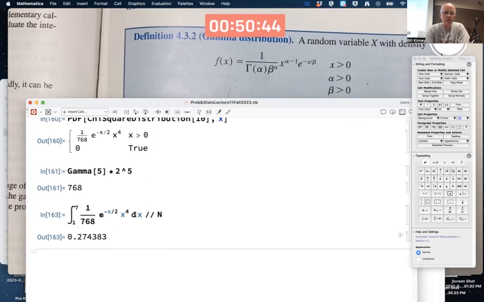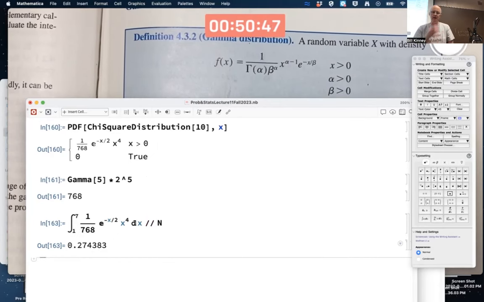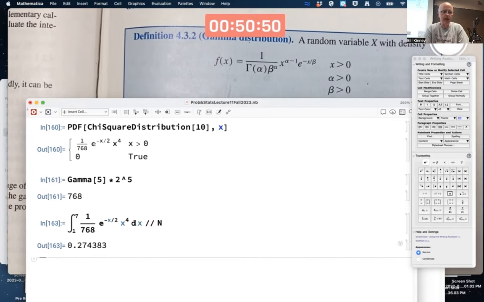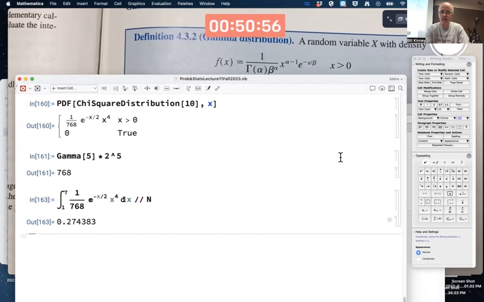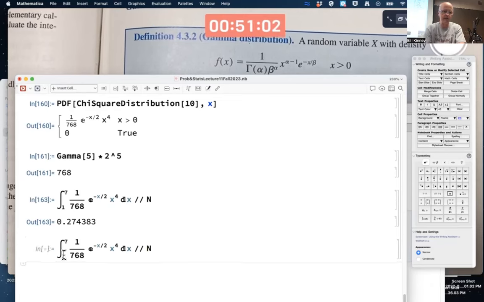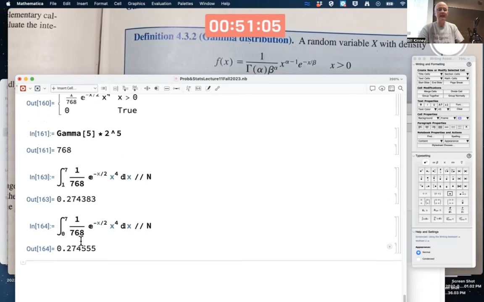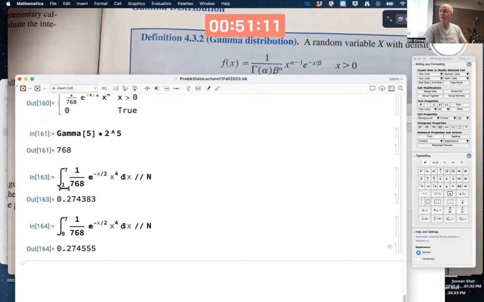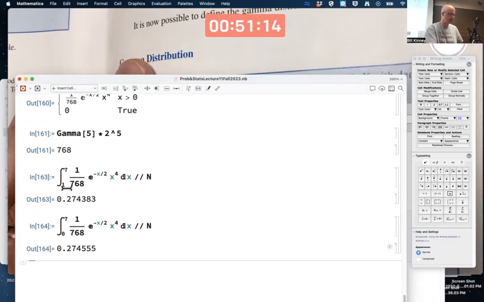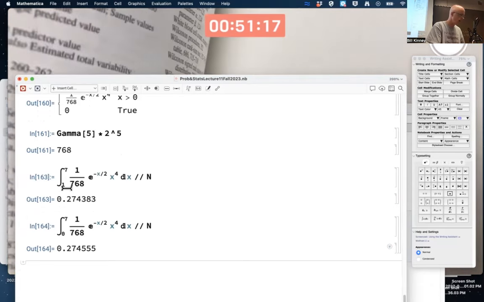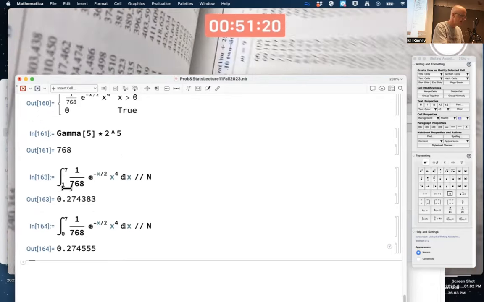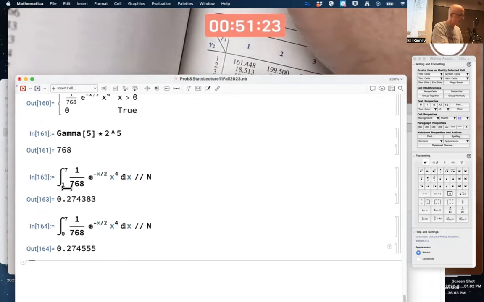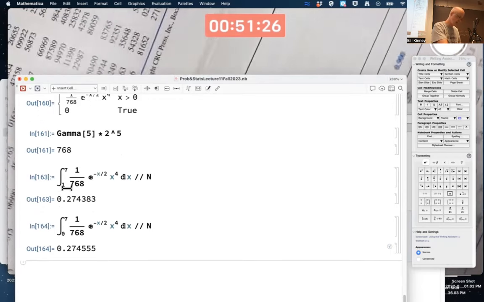So 0.274 would be, with a chi-squared distribution with 10 degrees of freedom, the probability of being between 1 and 7. Let's also do from 0 to 7, because I want to compare this with the table in the back of the book. The probability of being less than or equal to 7 is also very close to 0.274 because there's not much area under the graph between 0 and 1. Let's see if this shows up at least close in the table. Now I'm paging to the back of the book. The table, being finite in extent, can only give you approximations in most situations.